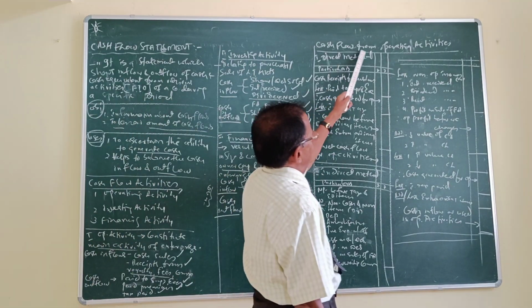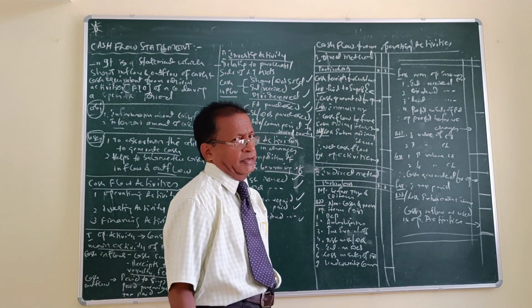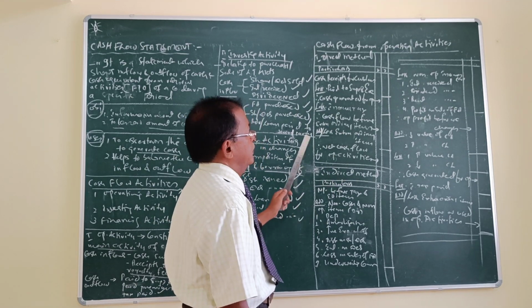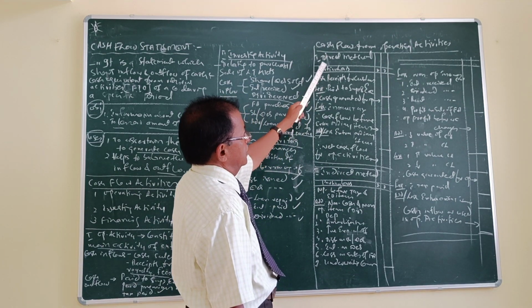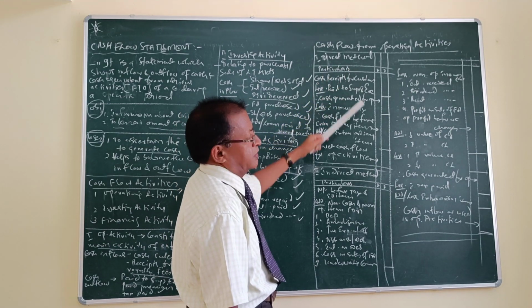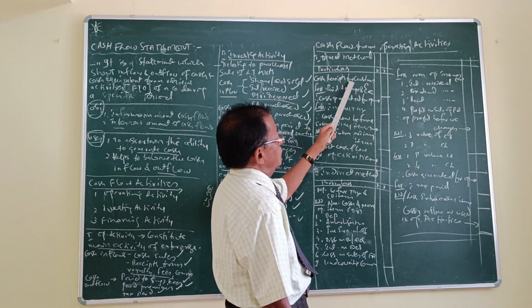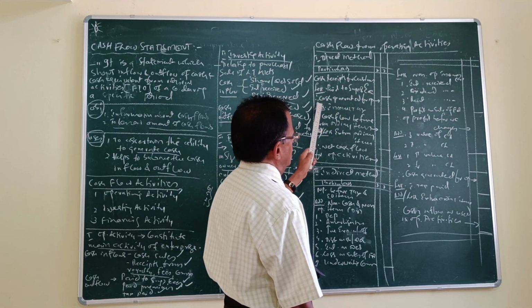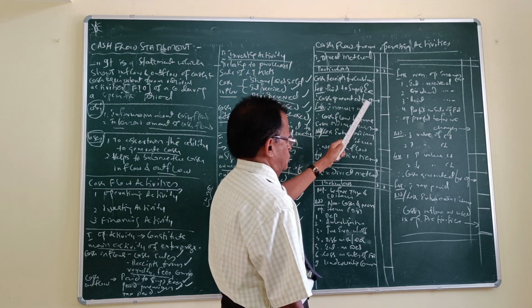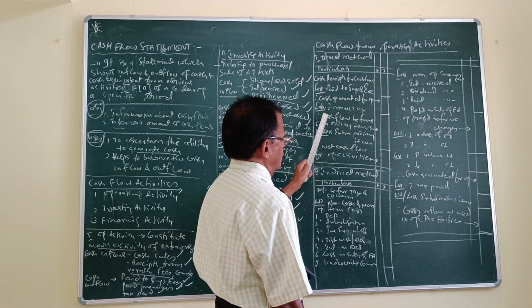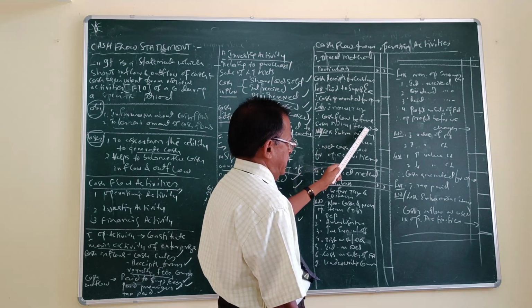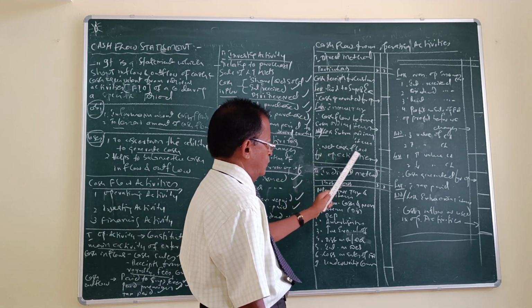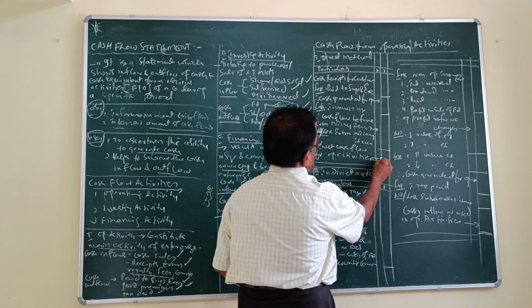Next, let us see how cash flow from operating activities is calculated. In this case, there are two methods. One is the direct method and the other is the indirect method. First, let us see the direct method. Under the direct method, cash flow from operating activity is calculated as follows. First, cash received from customers less paid to suppliers and employees. Therefore, cash generated from operation less income tax paid. Therefore, cash flow before extraordinary item, and less extraordinary item. Therefore, net cash flow from operating activities.